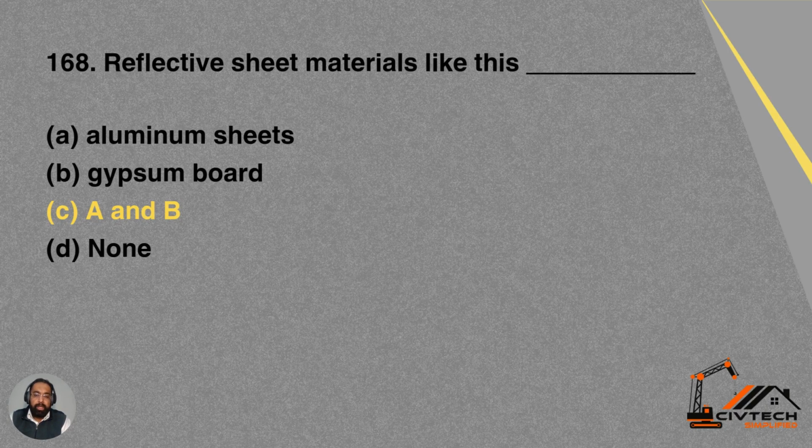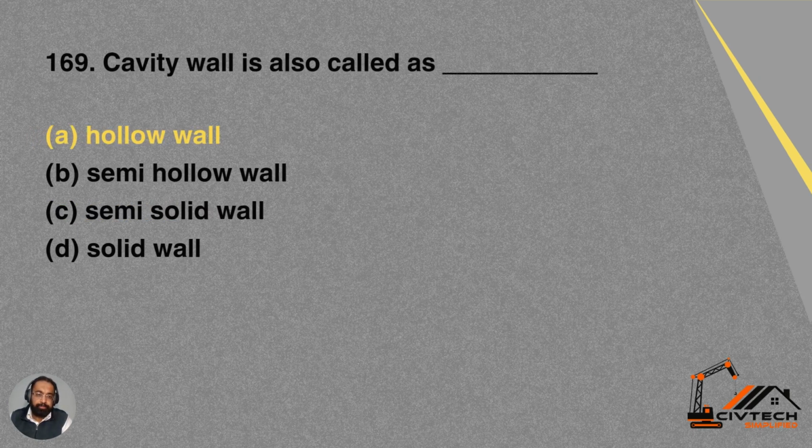168. Reflective sheet material like this. Option A, aluminium sheets. Option B, gypsum board. Option C, A and B. Option D, none of the above. So reflective sheet material is either of aluminium sheets or gypsum board, like drywall. So A and B both are correct.